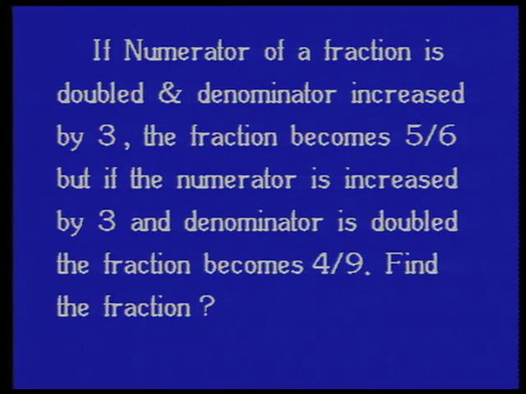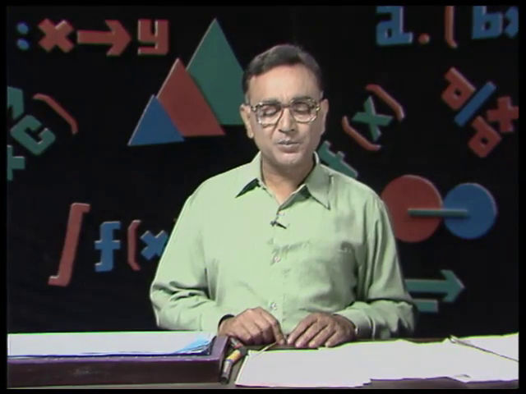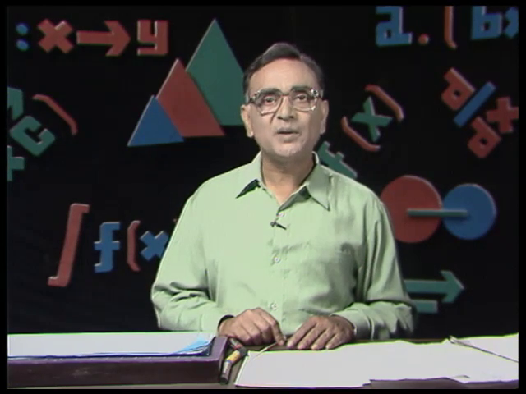In a fraction, if the numerator of a fraction is doubled and denominator is increased by 3, the fraction becomes 5 upon 6. But if the numerator is increased by 3 and denominator is doubled, the fraction becomes 4 over 9. Find the fraction.